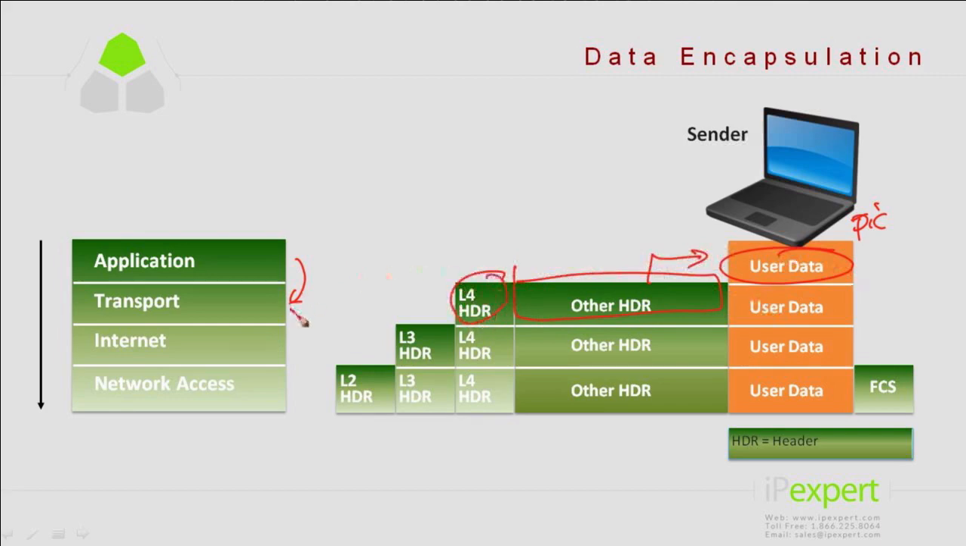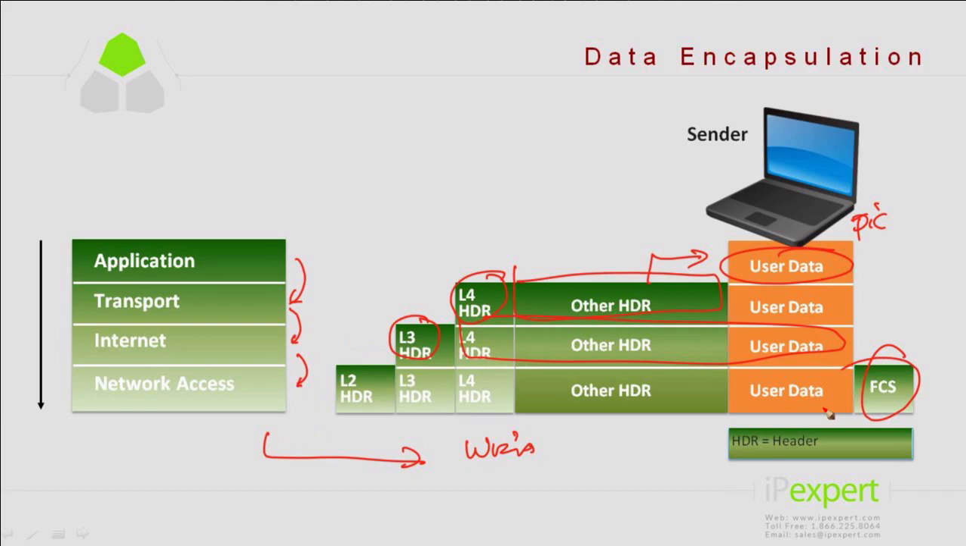Then when I pass it down to the internet layer, I'm going to take everything that was handed to me, and then I'm going to put my own layer 3 header on it, all the way down to where it arrives at layer 2, where ultimately it's going to get sent out on the wire, such that it's going to traverse the system. Now, we also have this idea of an FCS.